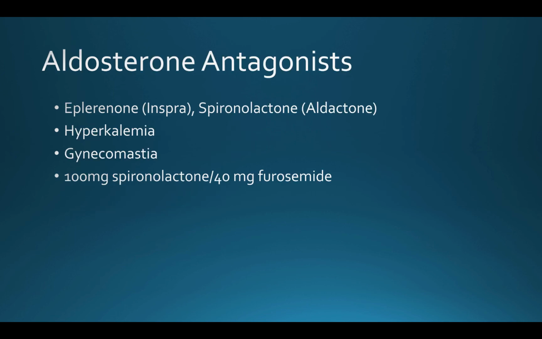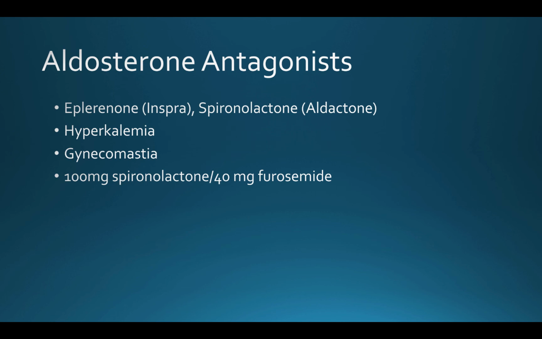Aldosterone antagonists, spironolactone, you gotta know gynecomastia. Man boobs is the side effect there. Have to remember that with spironolactone, as well as the potential to contribute to hyperkalemia. So if you've got a patient already with a potassium level of 5.2, 5.3, 5.4 or higher, that's somebody that you probably can't start an aldosterone antagonist in.